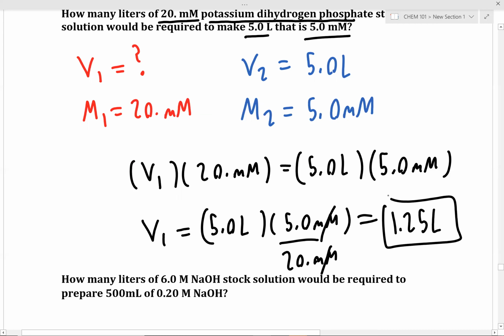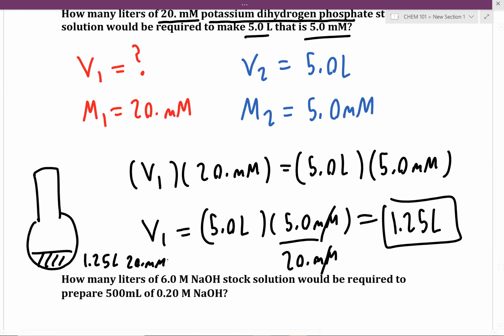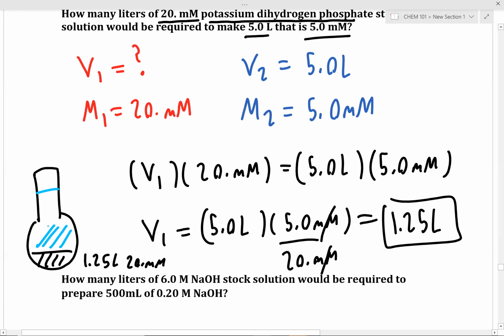So we're going to need to dilute 1.25 liters. Just to show you a picture of how this would be done, we'd add 1.25 liters of our 20 millimolar solution, and then we would add water all the way up to the 5.0 liter line. So this would take roughly 3.75 liters of water. And when I say fill to the line, what flask do we typically use for dilutions to a target volume? Volumetric, exactly. Does that make sense, how this works?